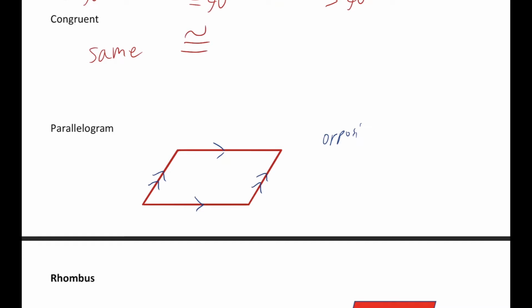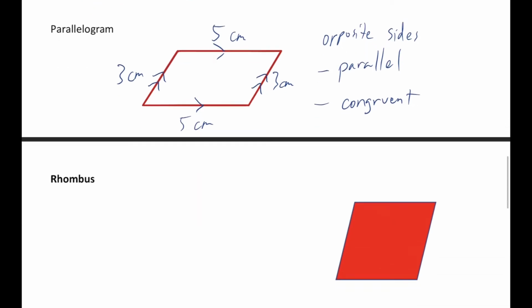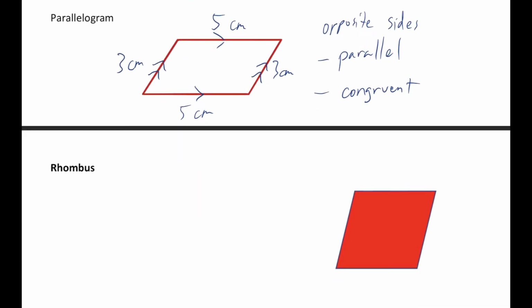So opposite sides of a parallelogram, they are parallel. And then also opposite sides are congruent. So of every parallelogram, my opposite sides are parallel and they're congruent. So if this was 3 centimeters, this side has to be 3 centimeters. If this is 5 centimeters, this side has to be 5 centimeters. So opposite sides are parallel and congruent. Very important.